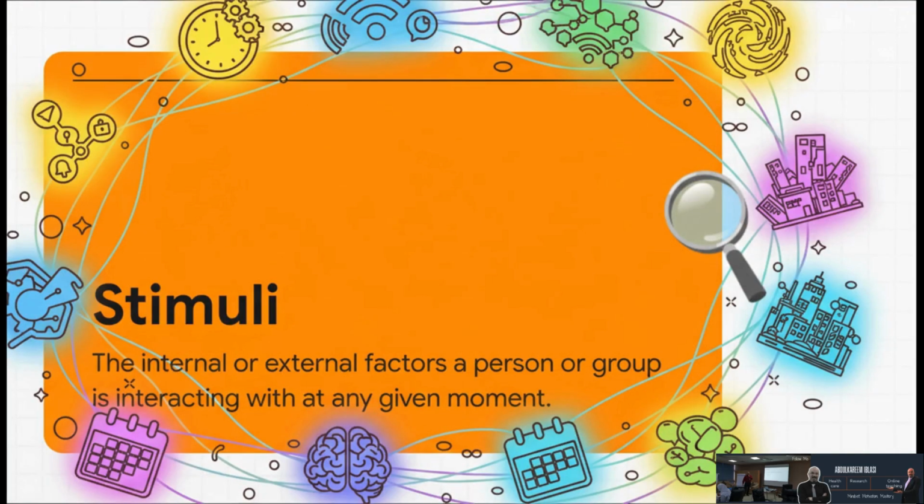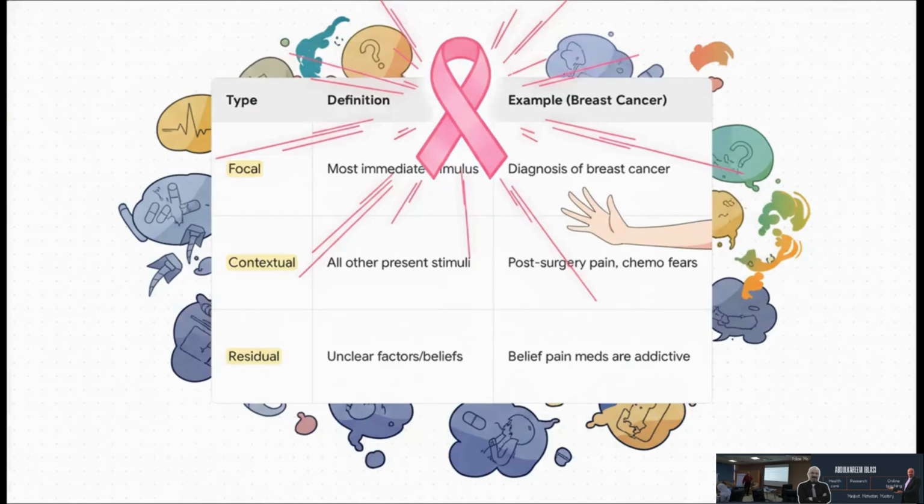First up, stimuli. That's a fancy word for all the stuff: the events, the conditions, the circumstances that a patient is dealing with. Think of it as every single piece of data their brain and body are trying to process at once. And this is where it gets super practical. The model breaks stimuli into 3 types.